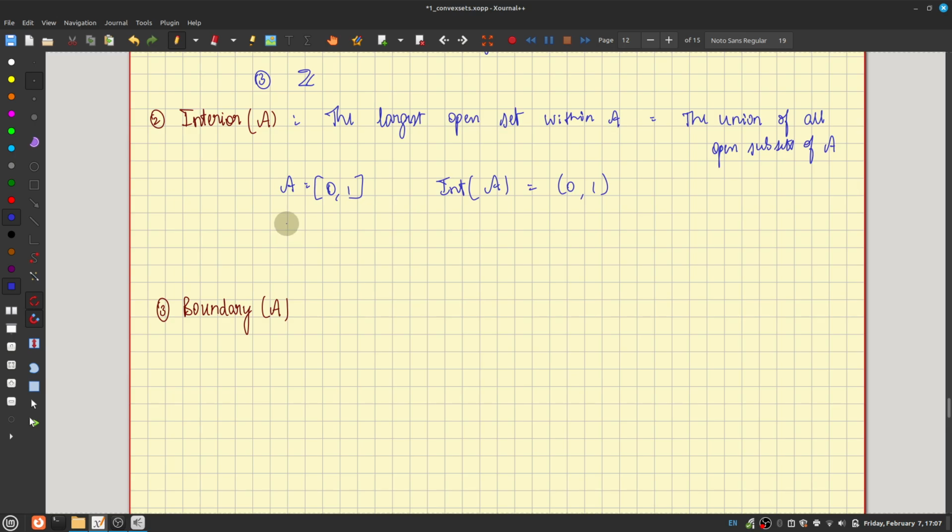Now let me take the set A to be the set of all integers. What is the interior? It's the empty set, phi. Firstly, the set of all integers is not open. And can you construct any open subset of A? You can't. By definition, a set is open if you can fit an open ball of non-trivial radius inside it.